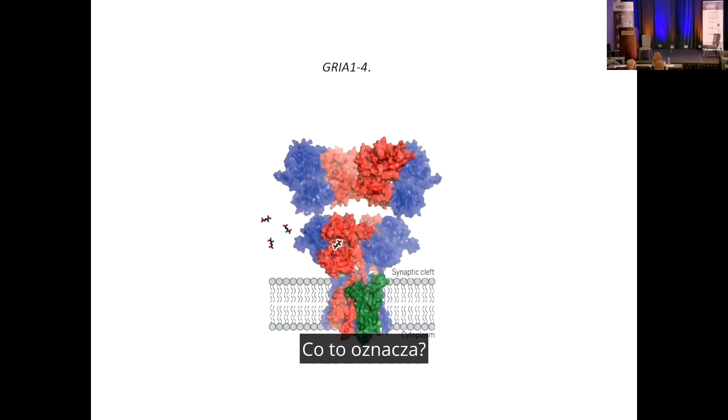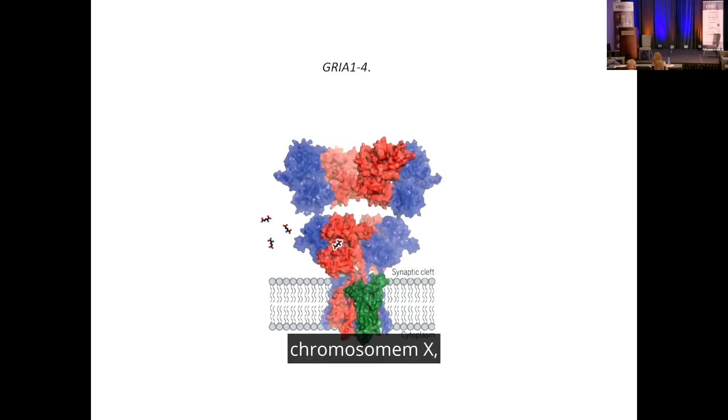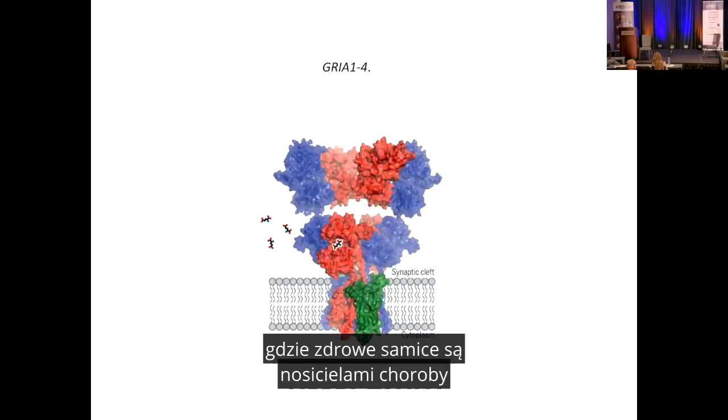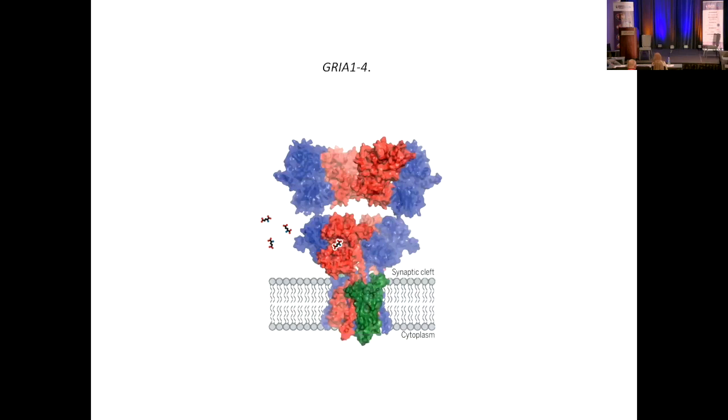And what does that mean? Well, when you talk about X-linked disorders, you commonly think of something where healthy females are carriers of a disease and then pass this on to, for example, boys that get ill. So boys are ill because they only have 1 X chromosome, while females are carriers because they have 2 X chromosomes.